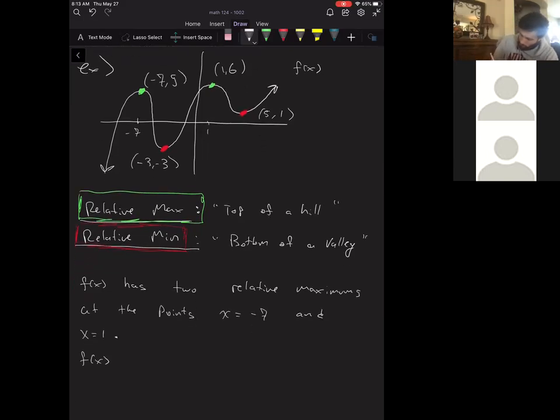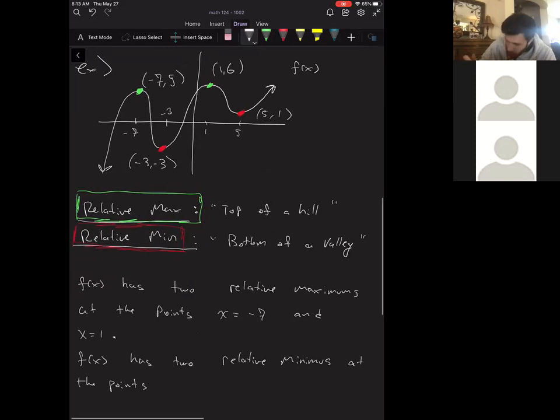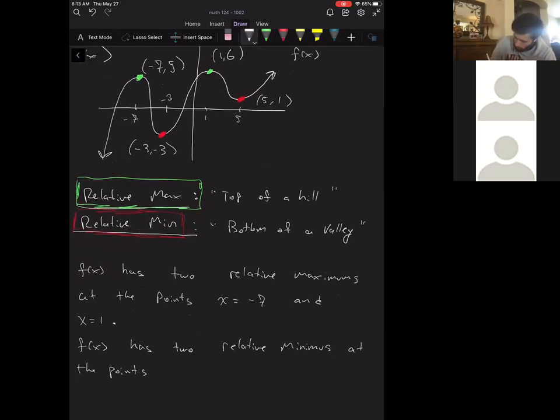And then we can say f of x has 2 relative minimums at the points, and we can label these. We said this one was -3, and over here this was 5. So the first one was at x equals -3, and the second one was at x equals 5.